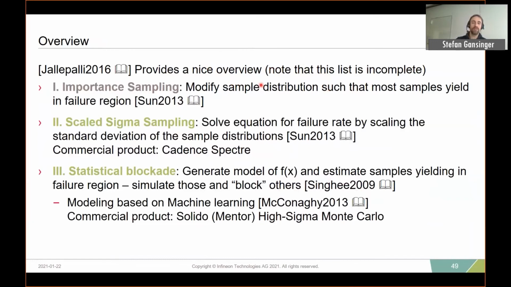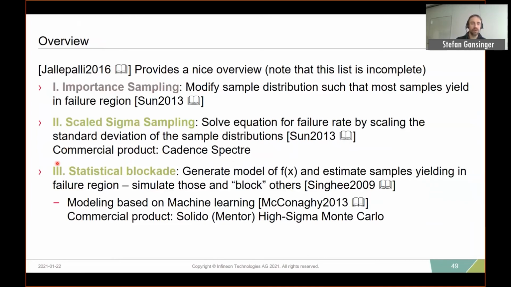Out of this, I want to show you two methods. I'm going to show you these because they are available in commercial products. The first one I'm going to show you is the scaled sigma sampling. This is implemented in Cadence Spectre. So if you're a Spectre user, you have access to this method.